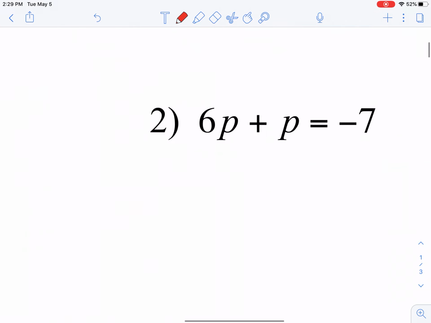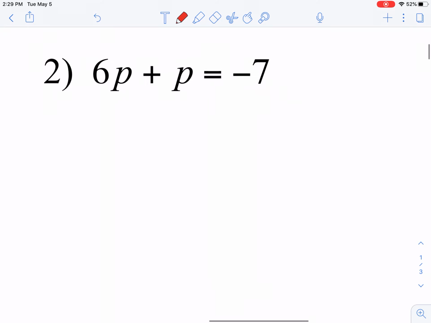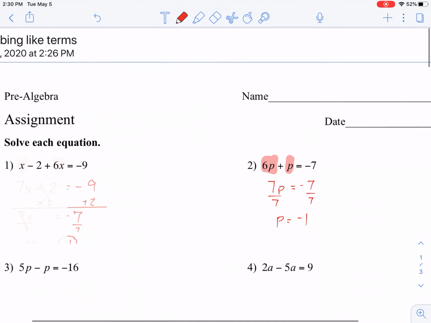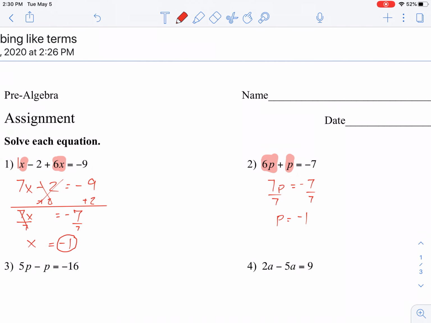For number 2, again, we have variables that are the same. So we're going to take this 6p and this p and we're going to add them together. Remember that there's a 1 in front of the p when there's not a number there. So 6 plus 1 is 7, and the p comes with it. It's equal to negative 7. Again, we're going to divide both sides by 7, and we get p is equal to negative 1. Now, I know the first 2 problems were very similar to each other. That's not always the case.